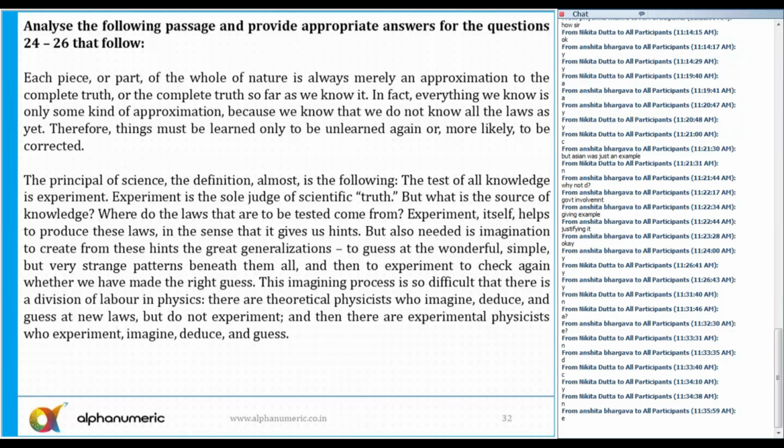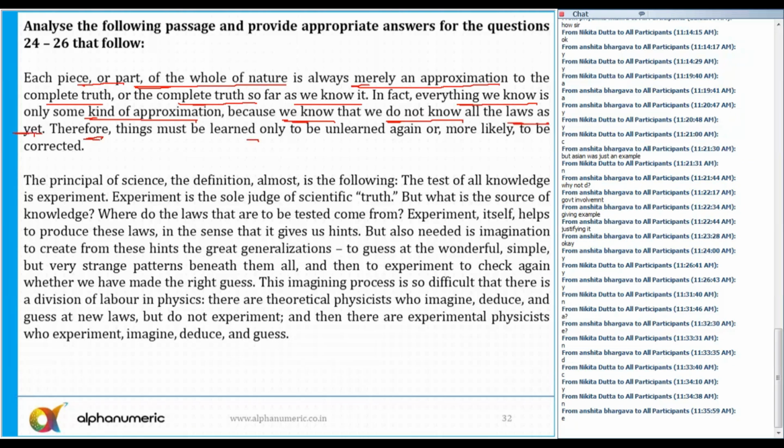Now, this passage, what he tells you. Remember that everything that we know about the whole of nature or a part of nature is always an approximation to the complete truth, or the complete truth as far as we know it. So we cannot say with 100% certainty that something is a complete truth. Everything we know is only some kind of approximation, because we know that we do not know all the laws as yet.